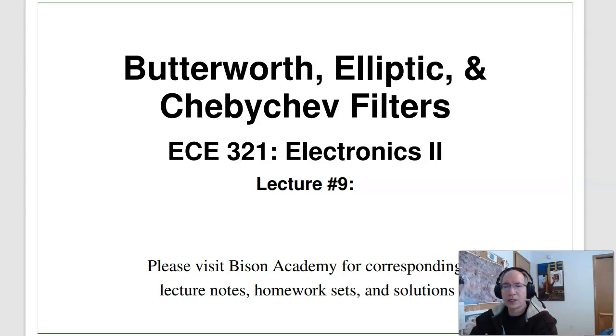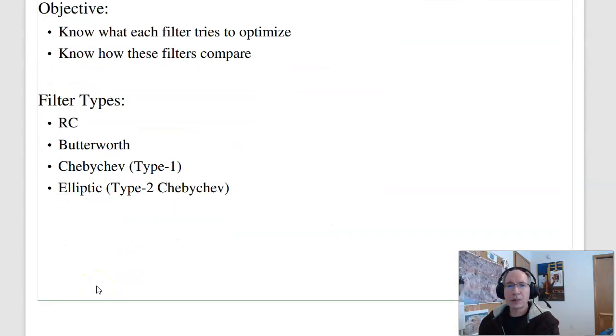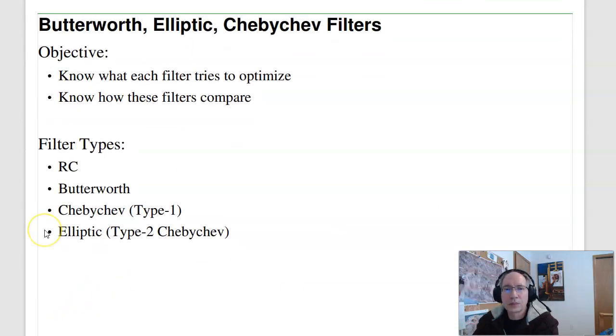Welcome to lecture number 9 for ECE 321 Analog Electronics. Today's lecture is about Butterworth, Elliptic, and Chebyshev filters. Now, the objective of this lecture is to explain what is a Butterworth, Elliptic, and Chebyshev filter. After this lecture, you should know how these filters compare.